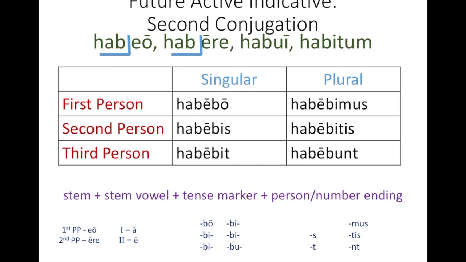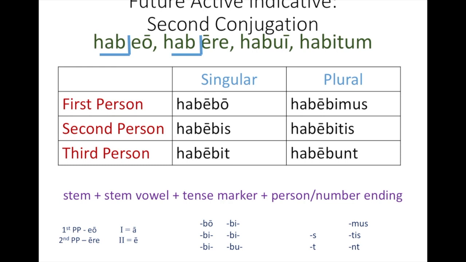So habebo, I will have. Habebis, you will have. Habebit, he, she, it will have. Habebimus, we shall have. Habebitis, y'all shall have. Habebunt, they shall have.